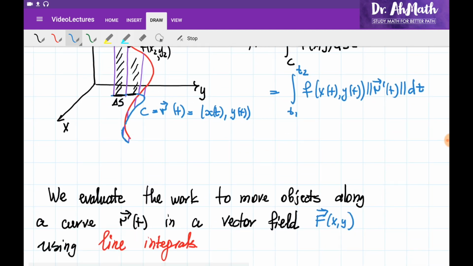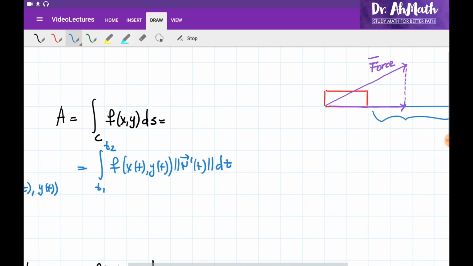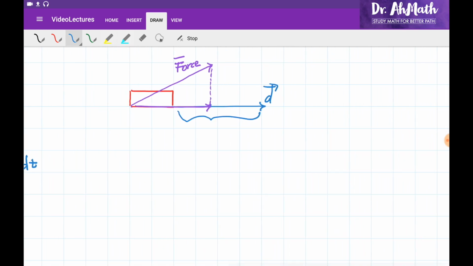Now, we would like to evaluate the work which we need to do in order to move objects along some curve r of t in a vector field F using line integrals. So, in order to define the line integrals in the vector fields, let's talk about the work which we have to do in order to move the objects.